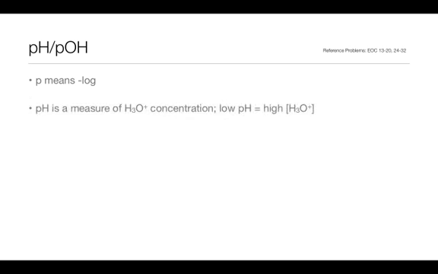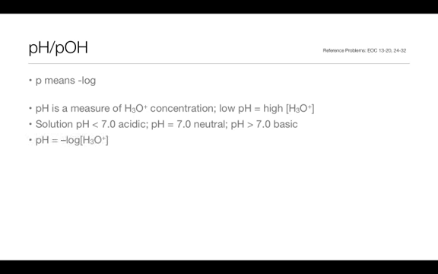pH is a measure of the hydronium ion concentration. As we've seen already, hydronium determines whether something's going to be an acid or a base. If we have a high concentration of hydronium, we are going to have a low pH. Numerical values, when assigned: a solution that has a pH below 7 is considered to be acidic. A pH of 7 is considered to be neutral, and a pH of above 7 is going to be considered basic. The formula for pH is the negative log of the hydronium ion concentration.